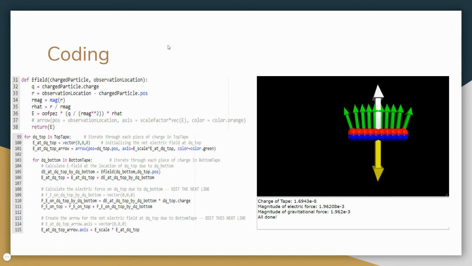I also included this function over here, and that's because we used it in this for loop. We also use the same function to model the 2-point charges in Lab 1.